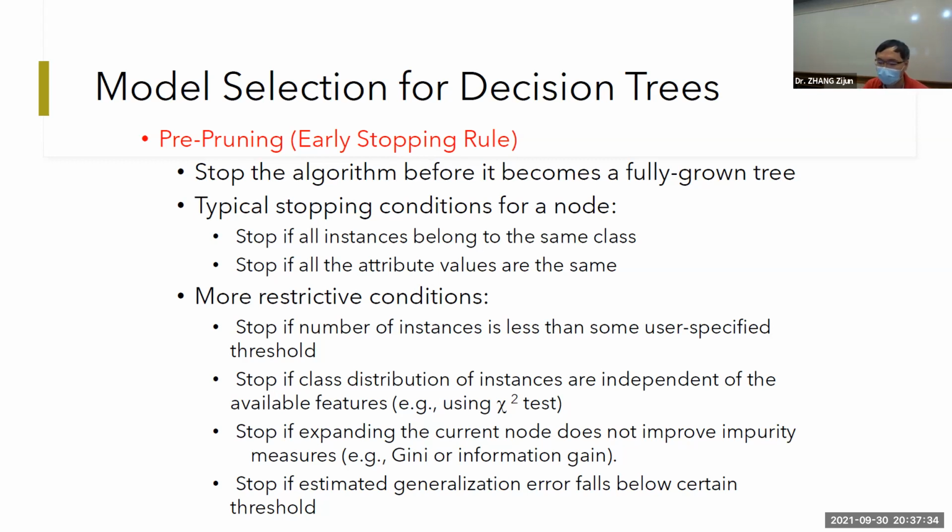And last one is stop if the estimated generalization error falls below a certain threshold. That means the further expanding of the tree structure will impair the generalization error, which will induce overfitting. You don't want that to happen. You stop early.